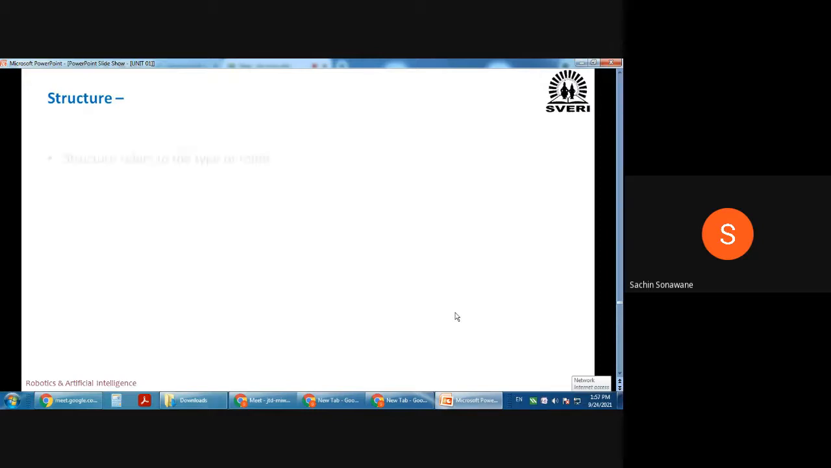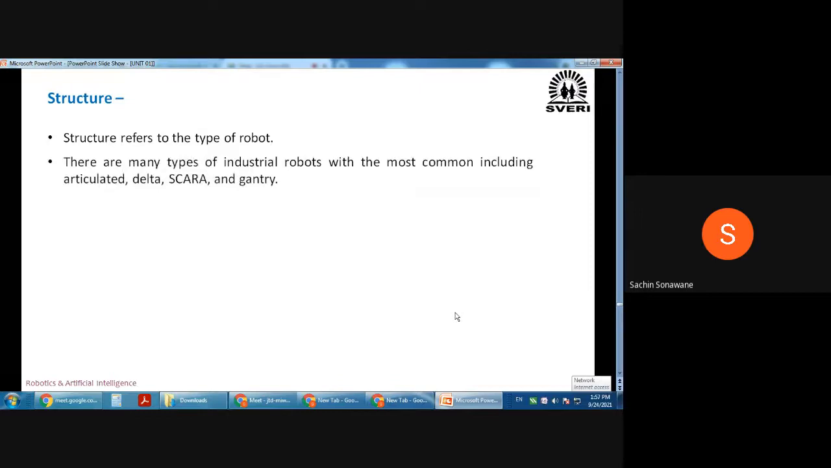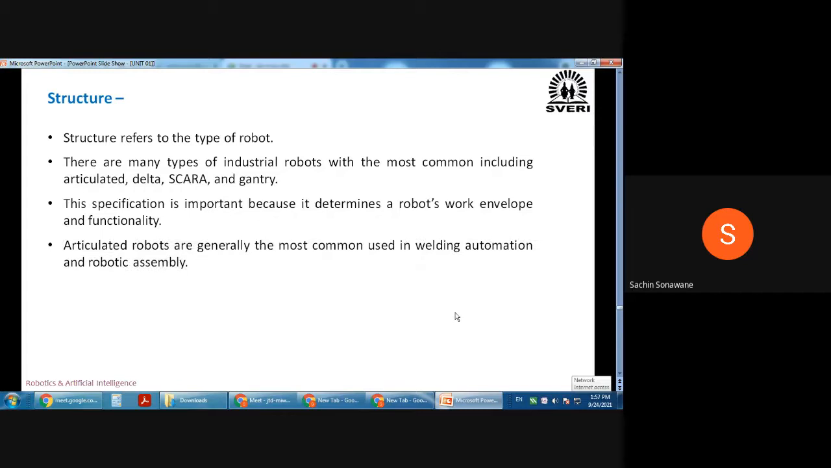Now, structure. Structure refers to the type of robot. There are many types of industrial robots, with the most common including articulated, delta, SCARA, and gantry. Gantry robot means crane type robot. This specification is important because it determines a robot's work envelope and functionality. Articulated robots are generally the most common used in welding automation and robotic assembly.